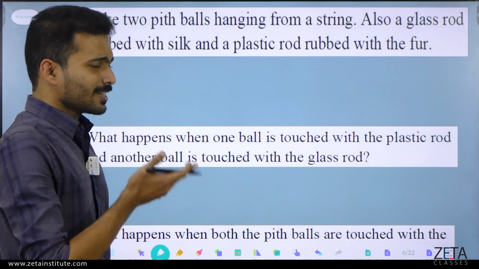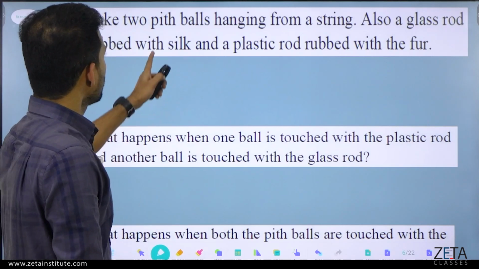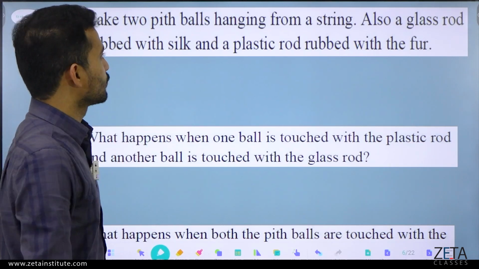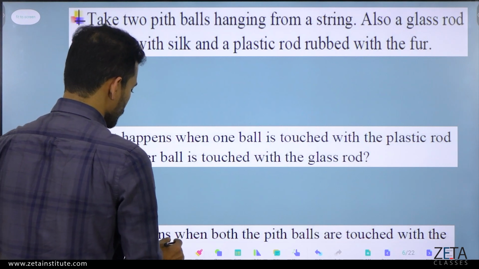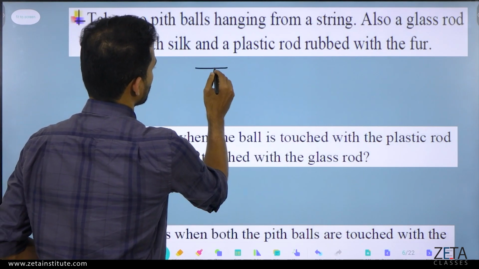Okay, let us consider some examples. Take two pith balls hanging from a string. We are taking two pith balls which are hanging from a string.